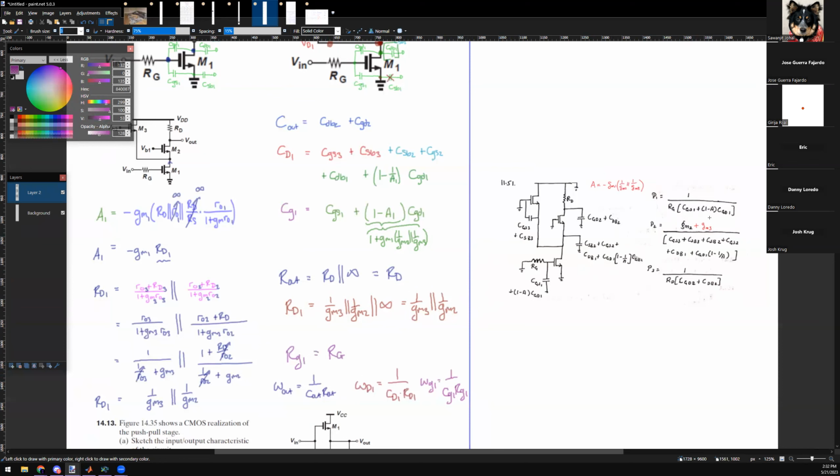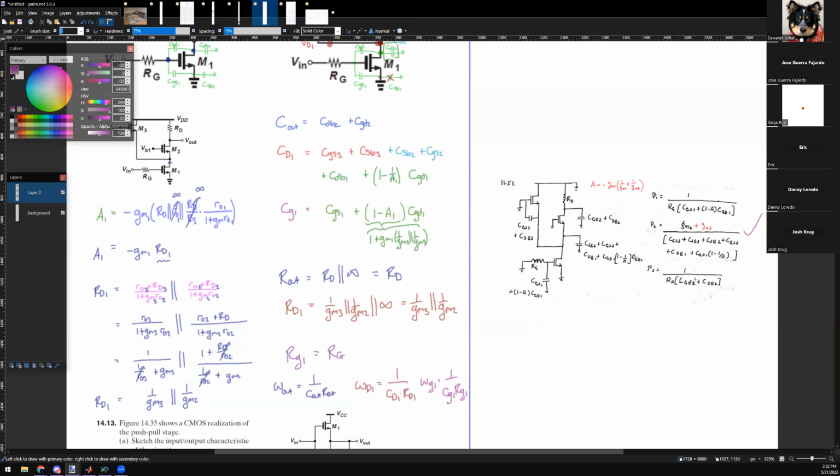Or sorry, 1 over GM2, GM3. So this guy appears on the top. And then the capacitance here is CGS3, CSB3, CSB2, CGS2, which is confirmed here. And then CDB1, good. And CGD1, 1 over 1 minus A. So yes, matched. You guys okay with pole 2? It matches with this and this.